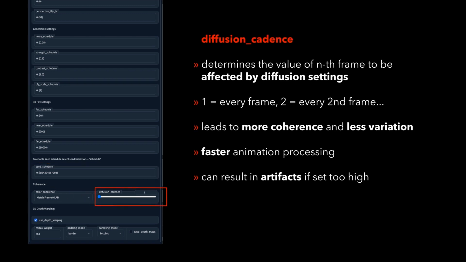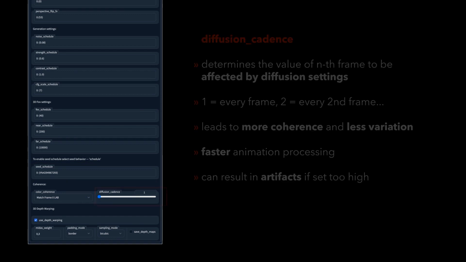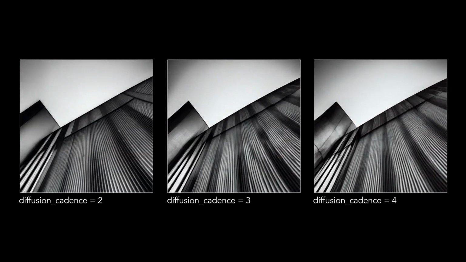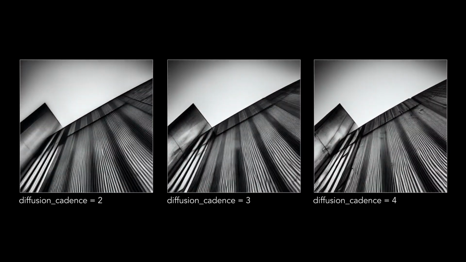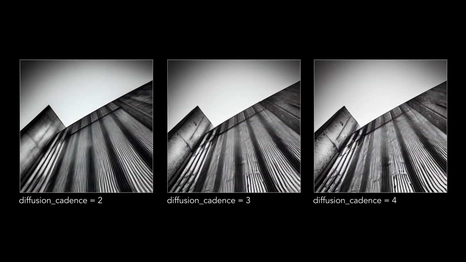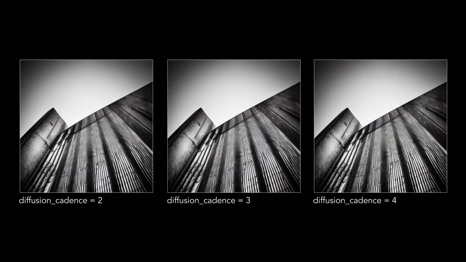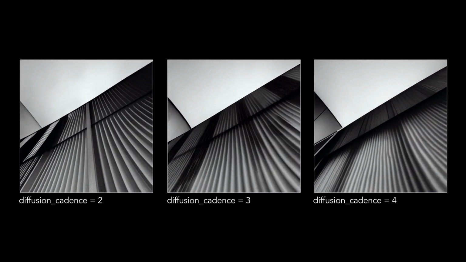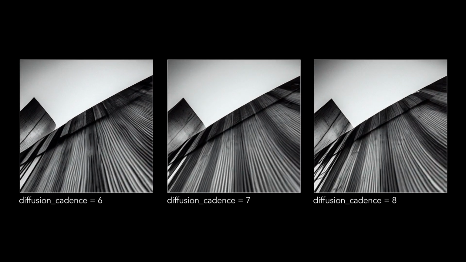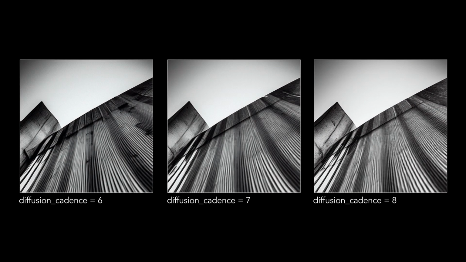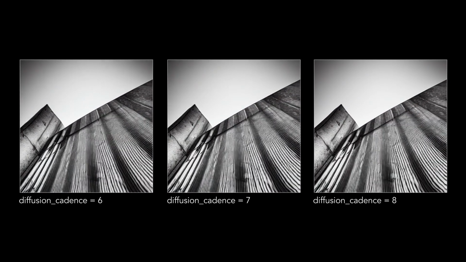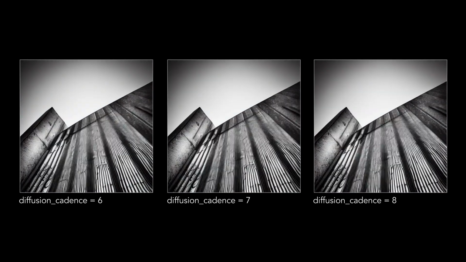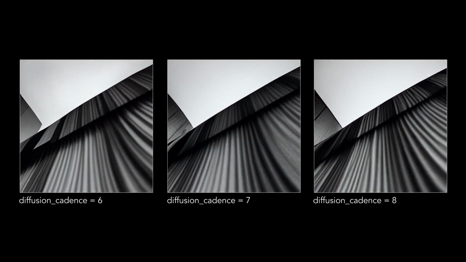Diffusion cadence controls the frequency of frames to be affected by diffusion. Setting the value to, let's say 4, means that every fourth frame will be generated with the diffusion values we just looked at. The rest of the frames will be generated following the 2D or 3D settings while being more coherent to the original frame. This can lead to more consistent animations but also lose diversity and result in various artifacts when using a high value. Skipping the frames for diffusion also means faster animation processing and can be used to quickly check the camera movement settings before applying them for the final animation output.